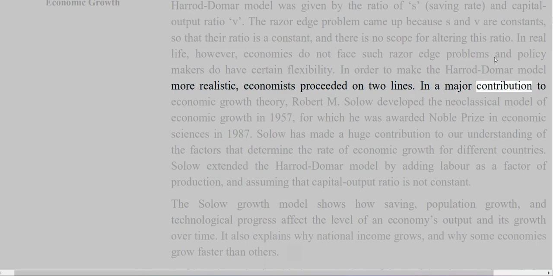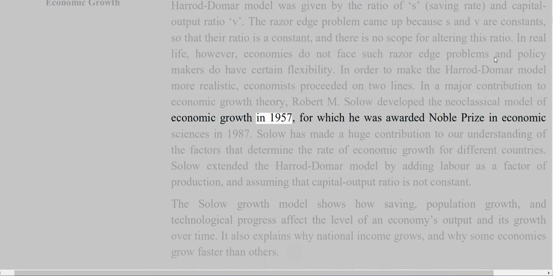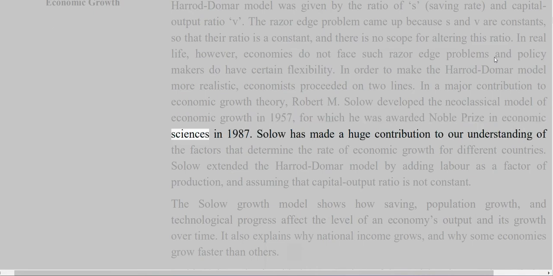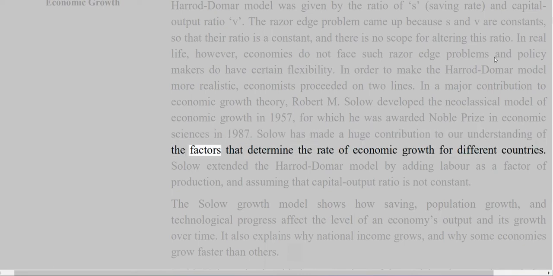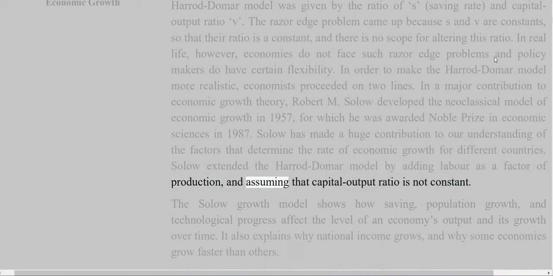In a major contribution to economic growth theory, Robert M. Solow developed the neoclassical model of economic growth in 1957, for which he was awarded the Nobel Prize in Economic Sciences in 1987. Solow has made a huge contribution to our understanding of the factors that determine the rate of economic growth for different countries. Solow extended the Harrod-Domar model by adding labor as a factor of production and assuming that capital output ratio is not constant.